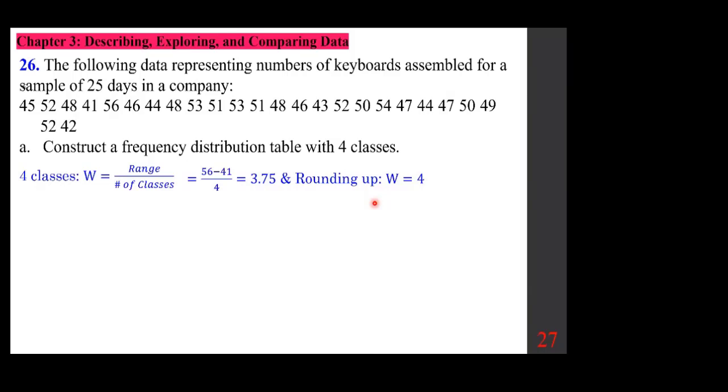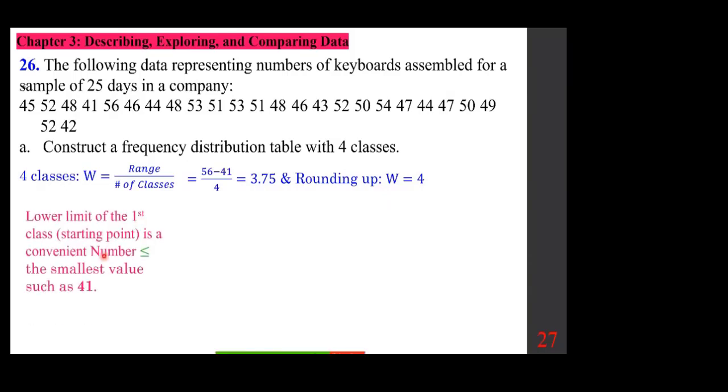Now, the lower limit of the first class will normally be given to you. If you're choosing, you can choose either the smallest number as your lower limit, or a number less than that which is convenient. What I highly recommend is that you try the same question at home using 40 instead of 41, and observe what happens, and make up a new frequency distribution table. But I'm going to go with 41, because I want to show you something. If 41 is the lower limit of the first class, what happens to the lower limit of the second class?